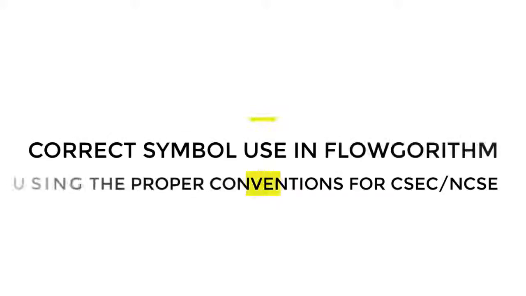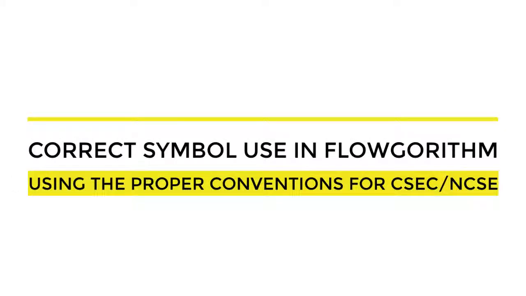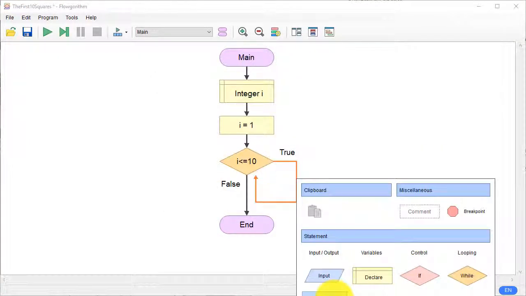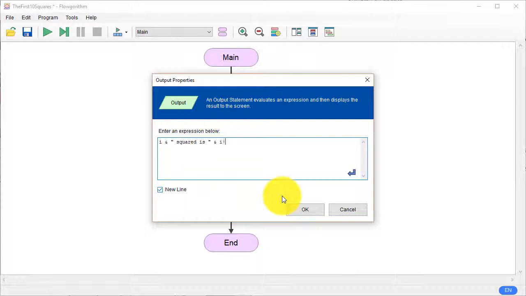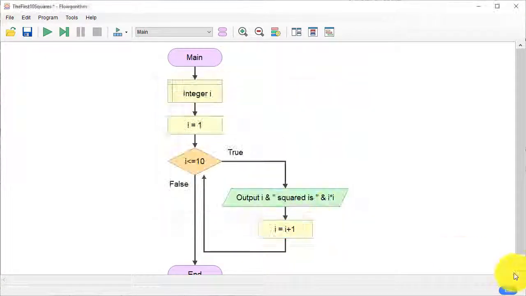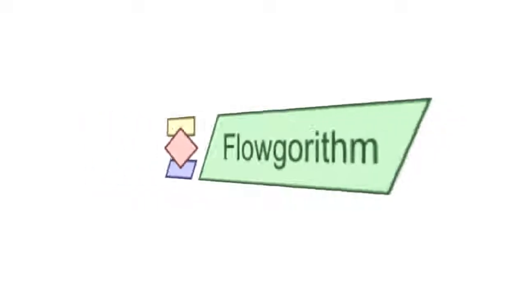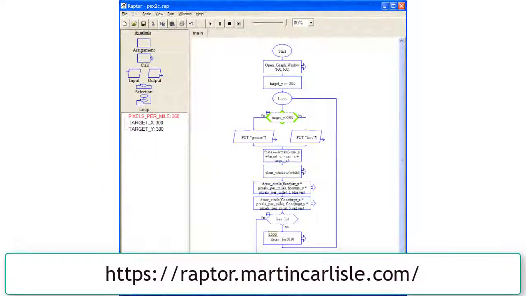Welcome students to a quick minute tutorial on how to configure Flowgorithm for use in CXC and NCSE examinations. Flowgorithm is an awesome graphical programming language that you can use to generate flowcharts, trace tables, and actual program code. If you're not already using Flowgorithm, you should be, or at least be using some equivalent solution.